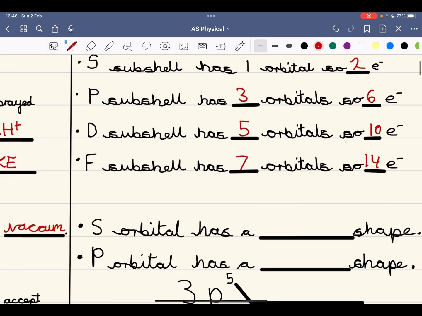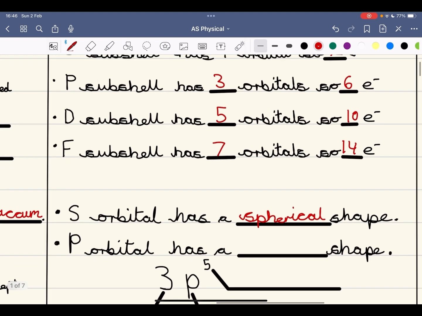The s subshell has a spherical shape, and the way I remember this is s for spherical, so s for the s orbital, and then the p orbital is just the other one, and this shape is a dumbbell. Okay, so just remember s for spherical, and then the next one is dumbbell.